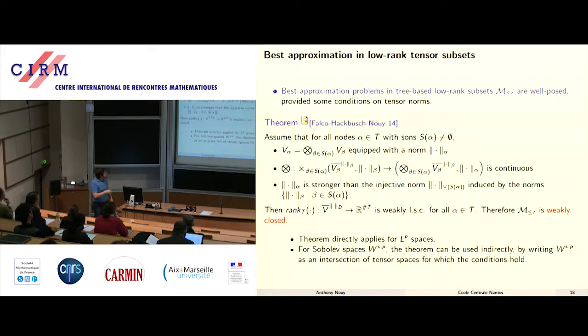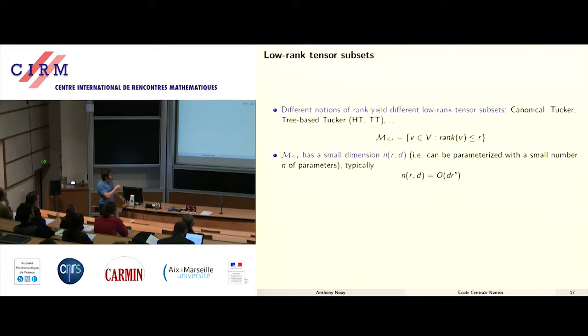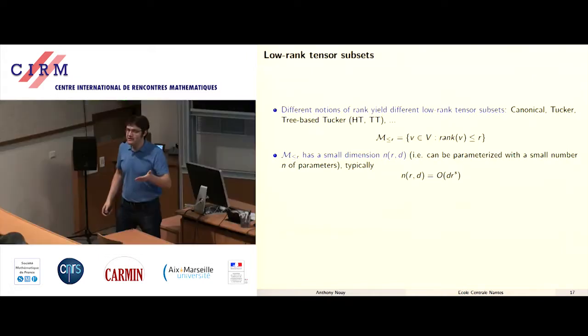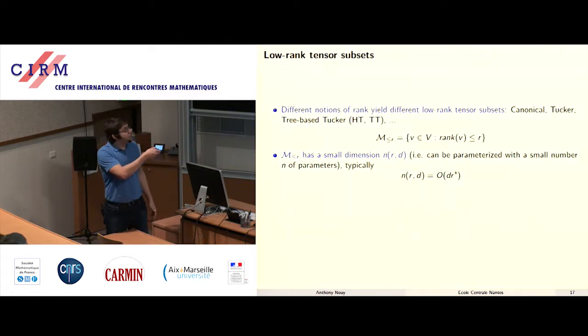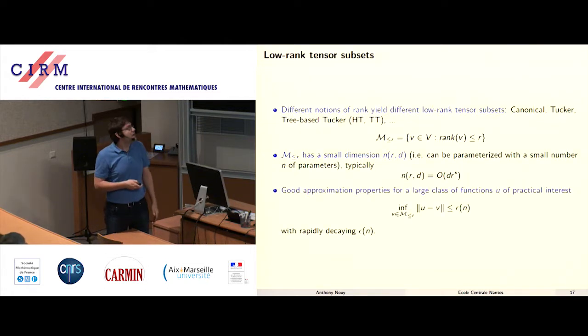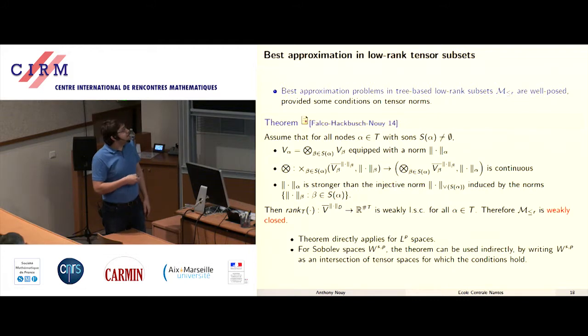So here, a result about the best approximation problem in this subset. You may ask, because this subset I have introduced here is not a linear space, nor is it a convex set, so you may ask, do we have best approximation results in this kind of strange manifold? So the answer is yes.